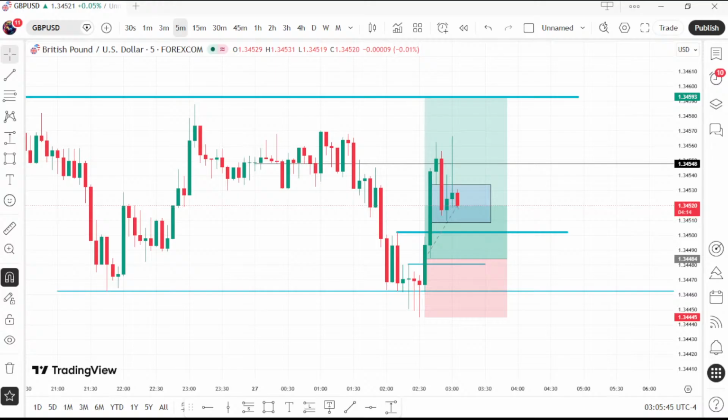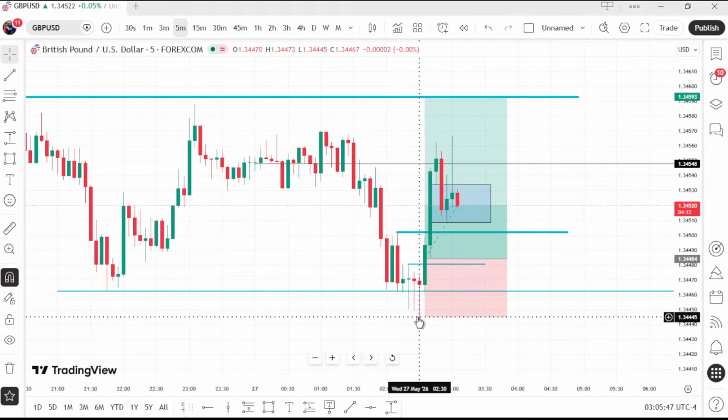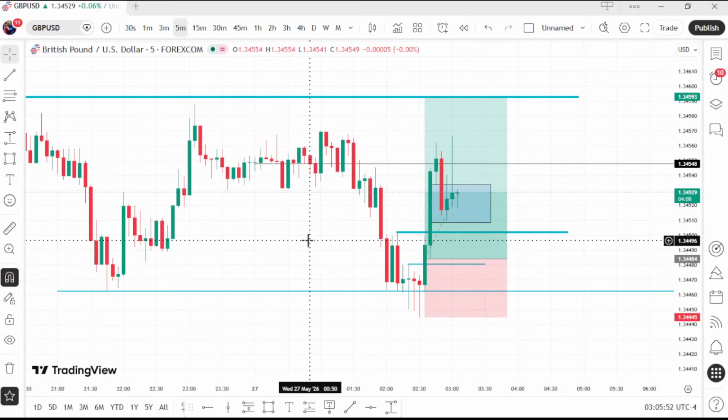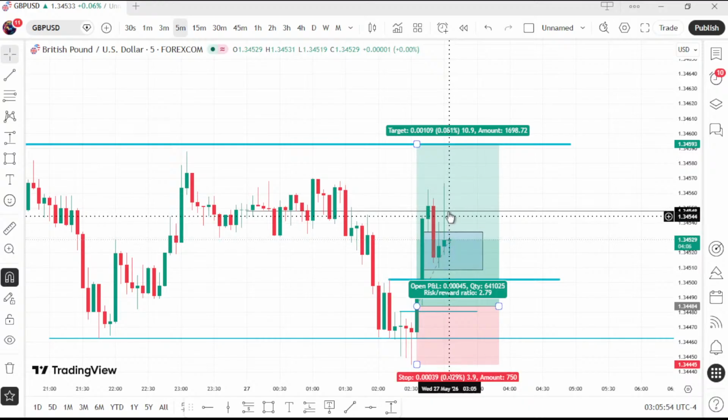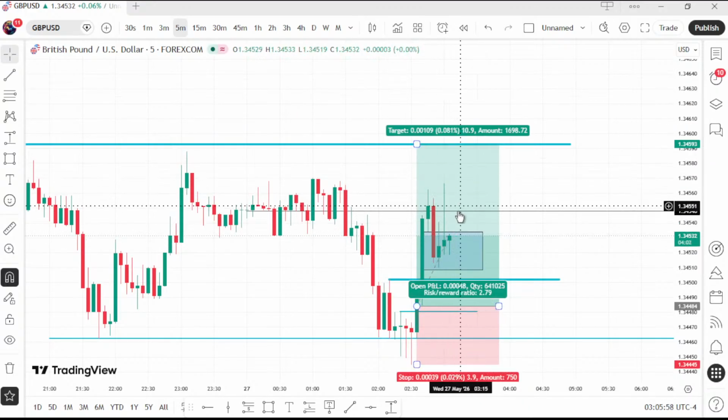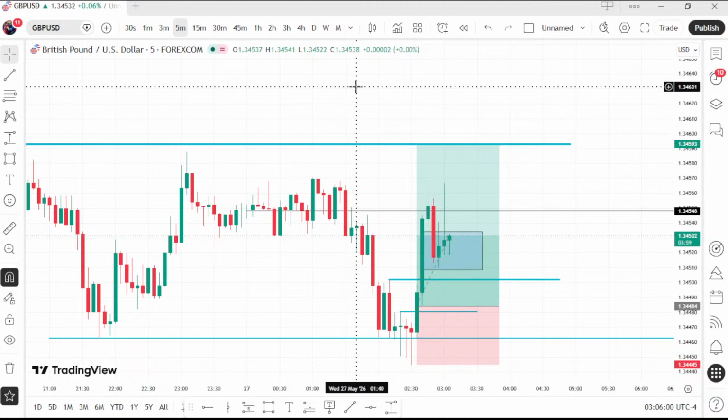So it's consolidating, but what I don't want to see is price coming to this sell side liquidity. Let's watch price and keep enjoying. If price comes here, I'll come and talk and say something about where price will go, but let's keep on watching price.